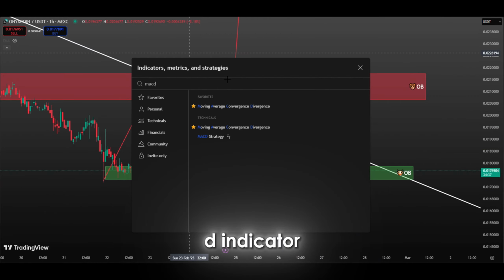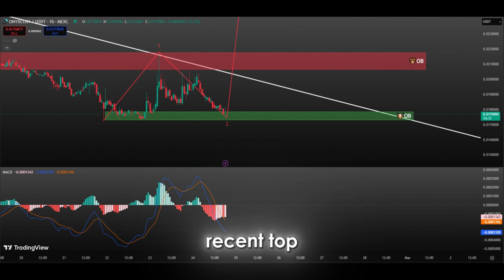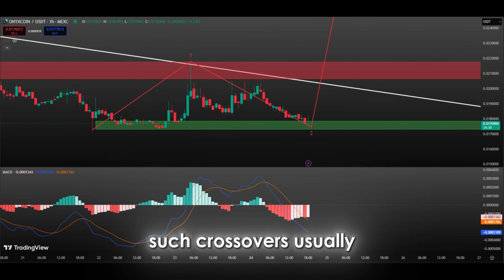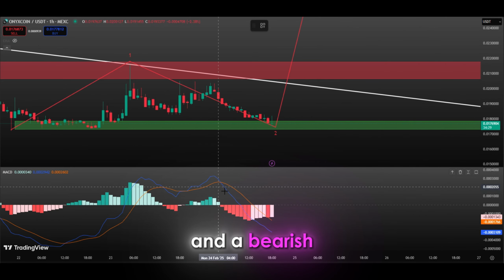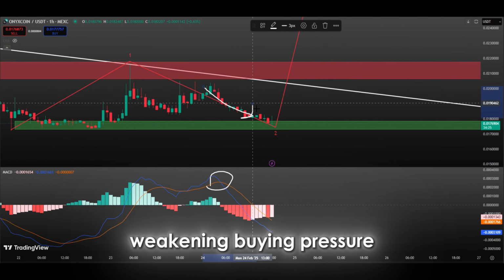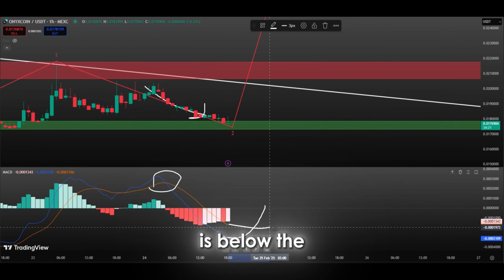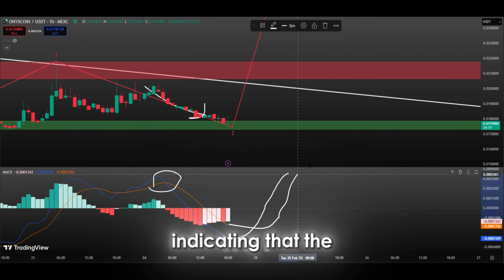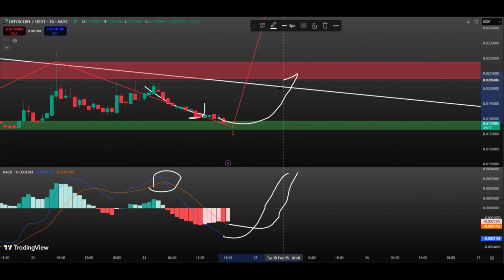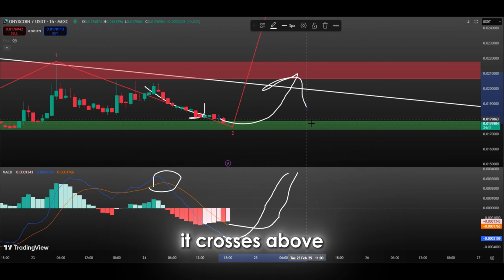Looking at the MACD indicator, we can see that a downward crossover occurred from the most recent top. Such crossovers usually signal a loss of momentum and a bearish trend. The price has been moving downwards due to the weakening buying pressure with this decline. Currently, the MACD is below the 0 point, indicating that the bearish momentum continues and the market is in negative territory. If the MACD makes an upward cross, it will be bullish, and if it crosses above the 0 point, we will see bigger rises.